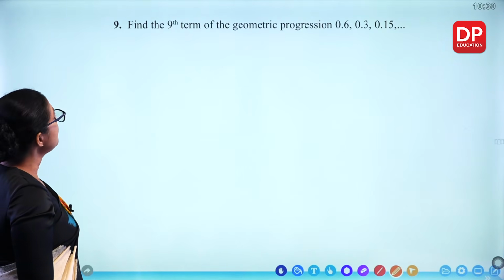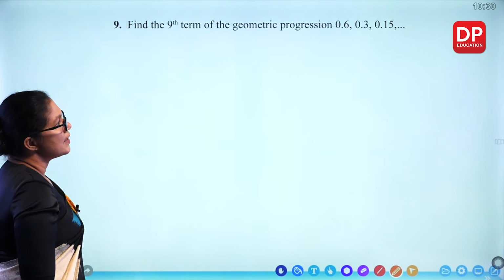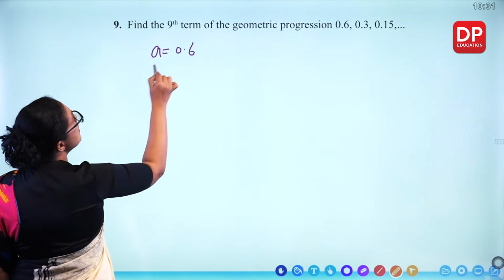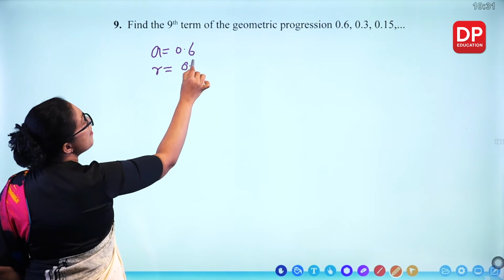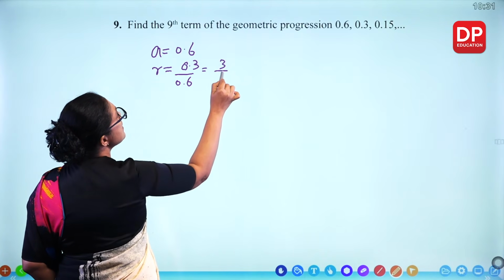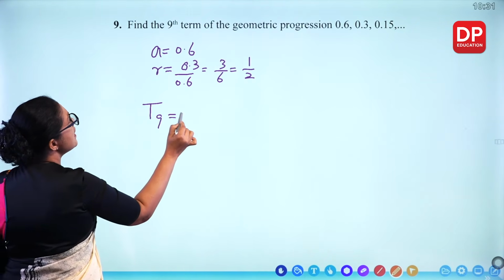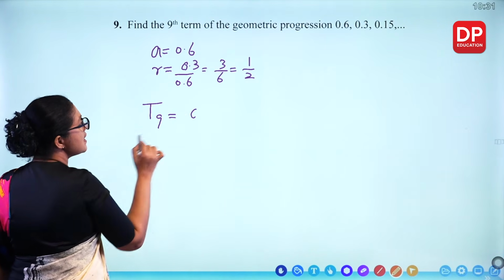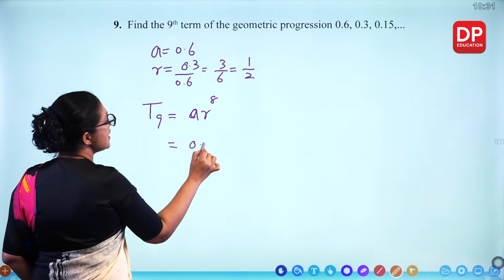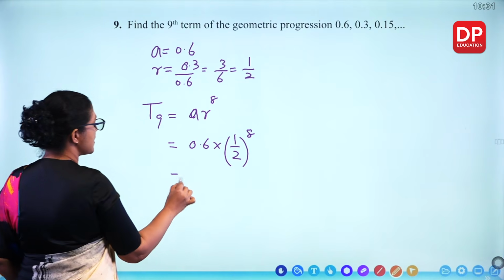Ninth one. Find the ninth term of the geometric progression. 0.6, 0.3, 0.15. First term is 0.6. The common ratio is 0.3 divided by 0.6. That means 3 divided by 6. Half. We need T9. What is T9? AR to the power 8. A is 0.6. R is half to the power 8.